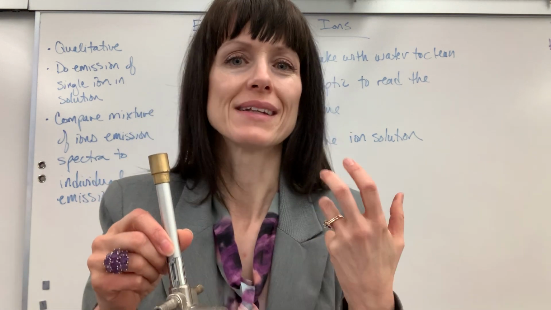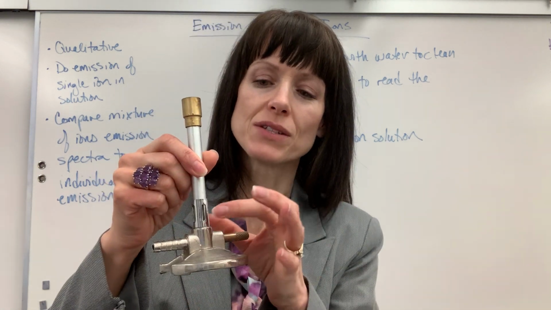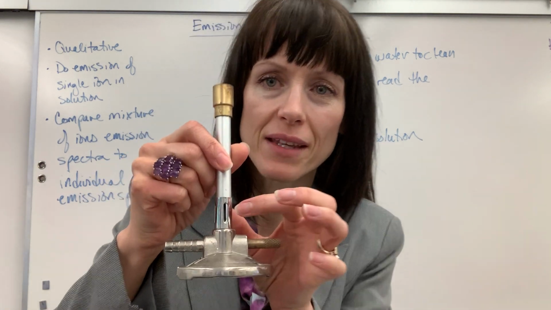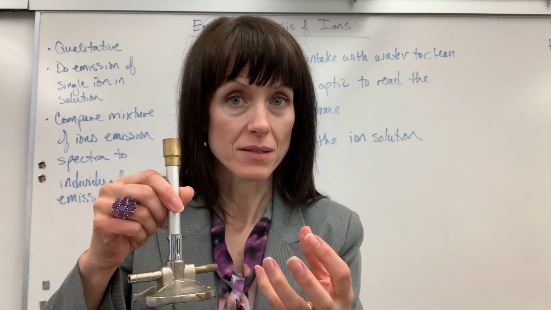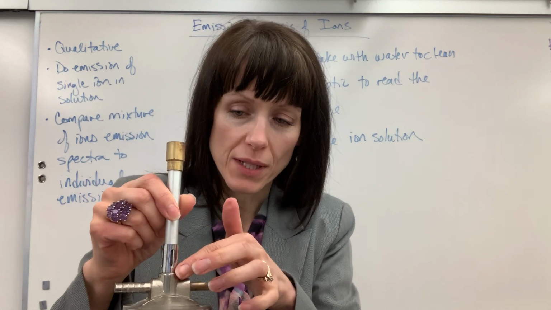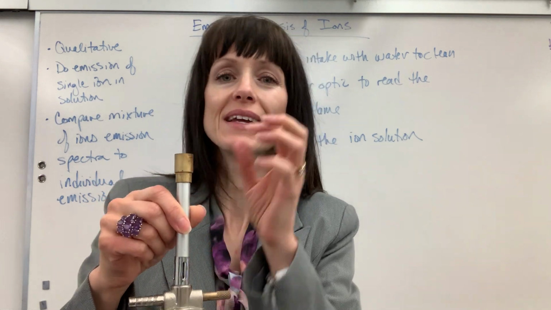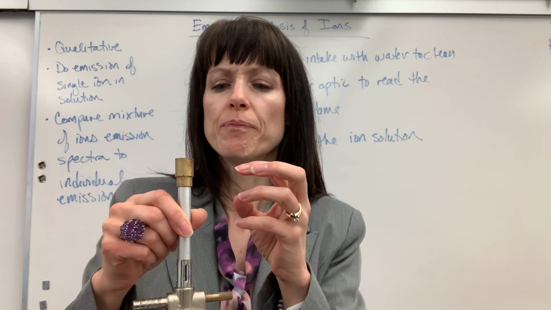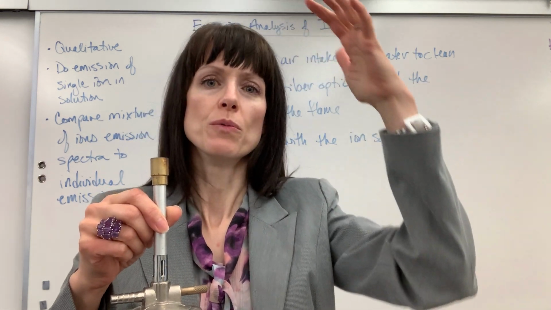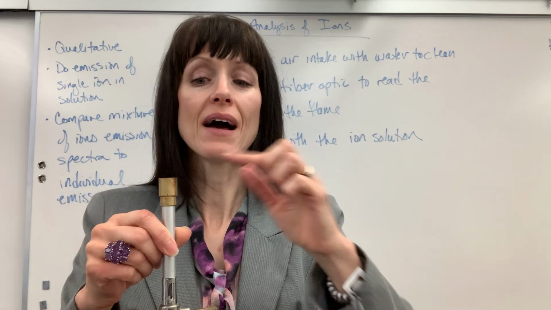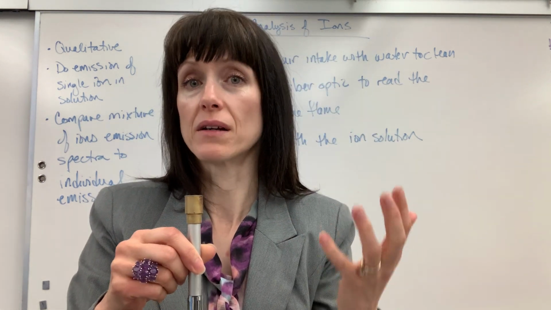Now the way that we're going to get the color of the flame is we're going to have right there that air intake. We are going to vaporize this solution so that it goes up through the air intake and then is burned, so that the atoms are excited, electrons move to the excited state, move back down to ground state, and they emit light that we're going to see as the color of the flame.